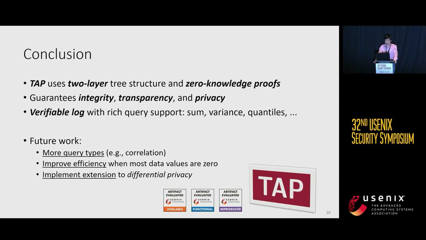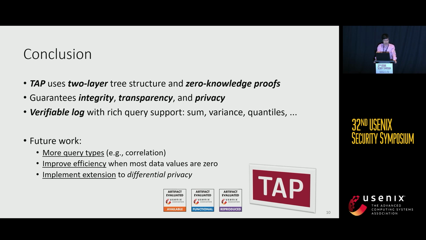There is some future work to be explored. One is to support more query types. For example, we can prove rank collision using zero-knowledge proofs, which we will implement in the future. The second is improving the efficiency when most data values are zero. For example, in congestion pricing, many entries are zero, so we can improve the efficiency for such use cases.